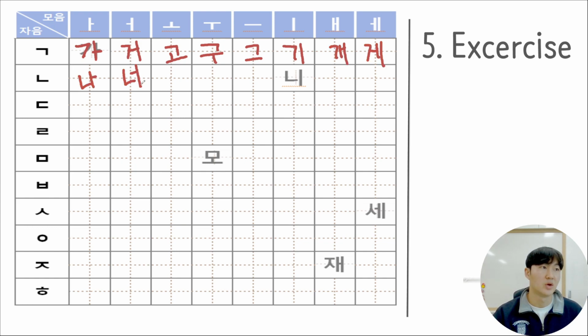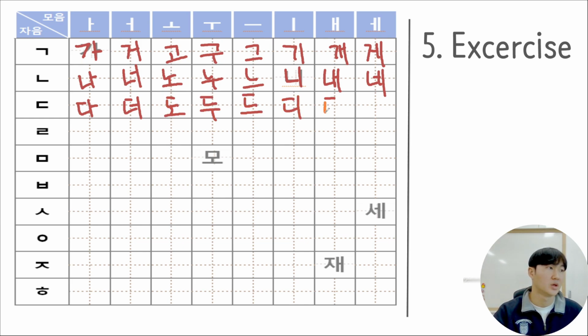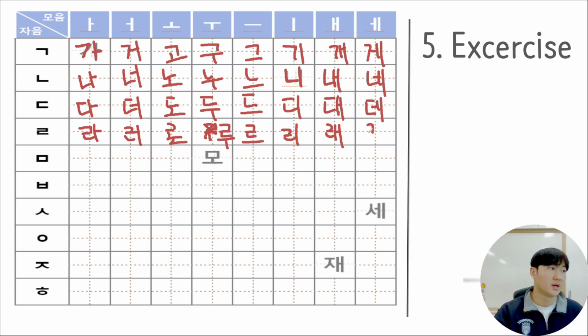나, 너, 노, 누, 느, 니, 네. 다, 더, 도, 두, 드, 디, 대. 라, 러, 로, 루, 르, 리, 레.